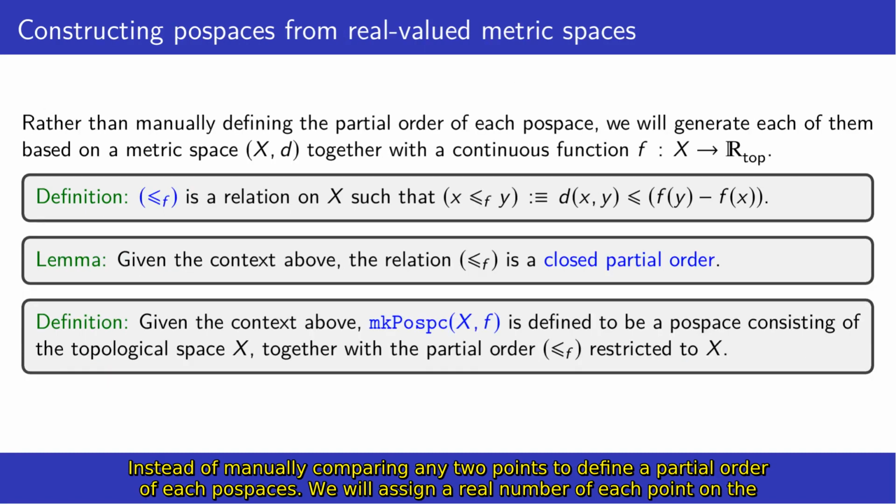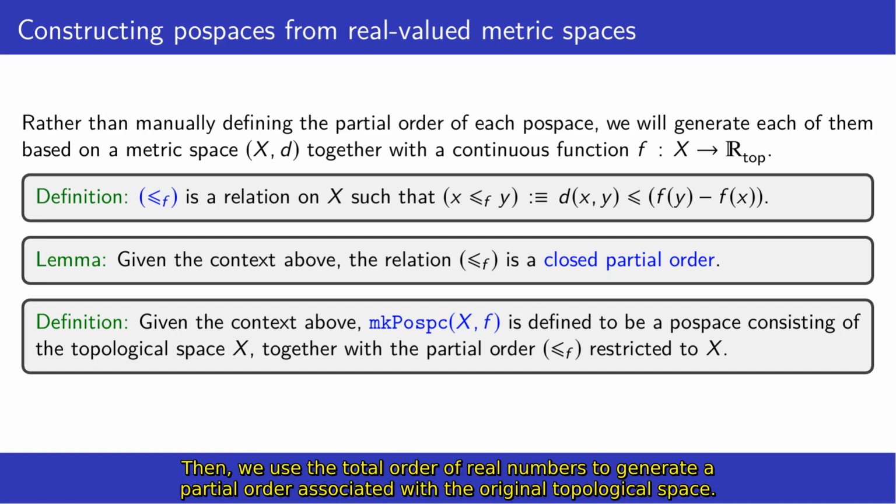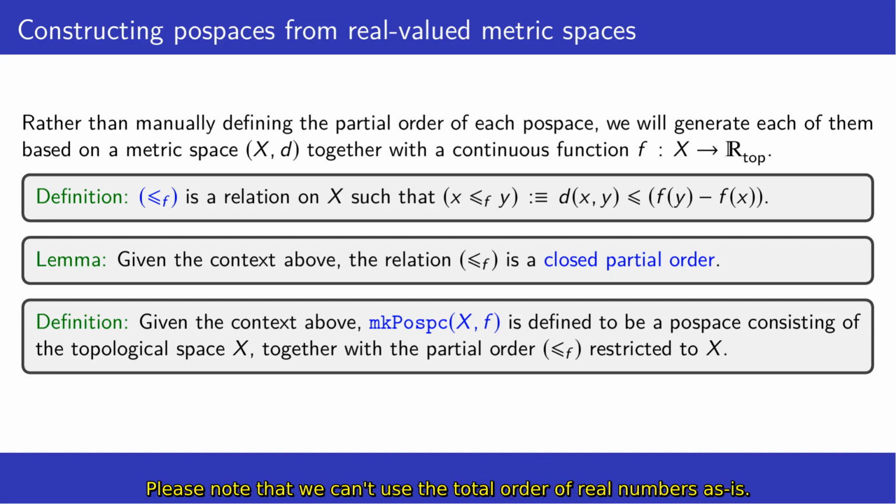Instead of manually comparing any 2 points to define a partial order of each postspace, we will assign a real number for each point on the topological space, which is the same thing as defining a function from the set of points to the set of real number. Then, we use the total order of real number to generate a partial order associated with the original topological space.